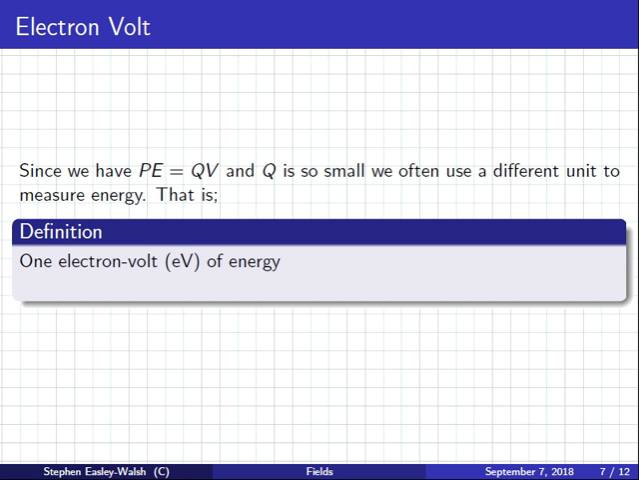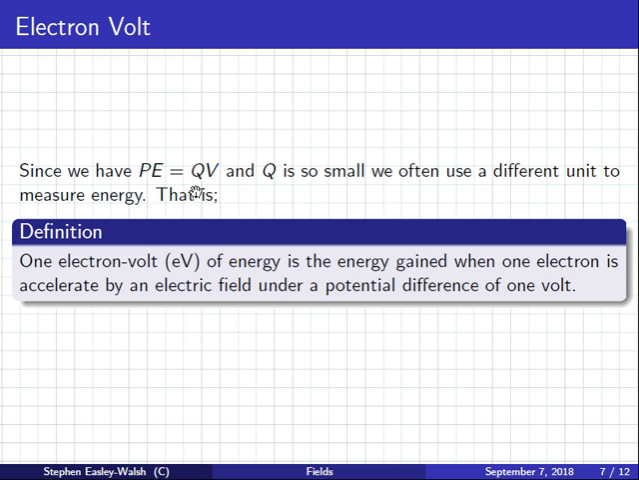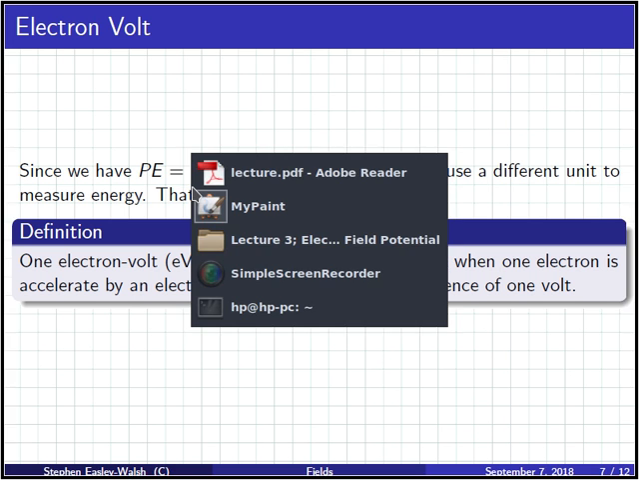I don't know if anybody's heard of this unit. No. What an electron volt is, it's the energy gained when one electron is accelerated by an electric field of potential difference of 1 volt. Now, I'll just pause before you continue writing it down, so I think a picture would be good as well, okay? If you can draw a picture with this.